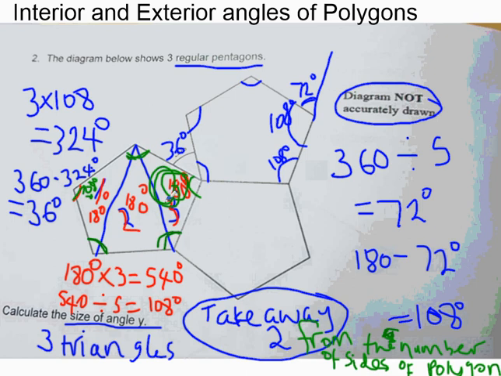So the sum of the interior angles inside is 540 degrees, the sum of interior angles for a pentagon in this case. So the sum of the interior is 540 degrees, and each one is 108 degrees, as you can see. And obviously the exterior is 72 because the exterior angles of any polygon in the world should add up to 360 degrees.